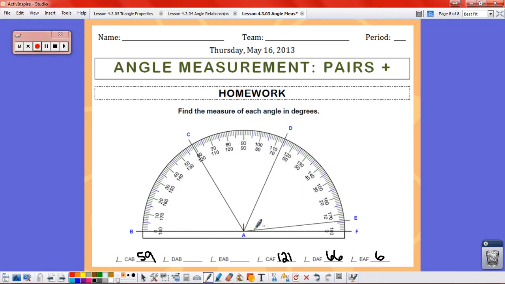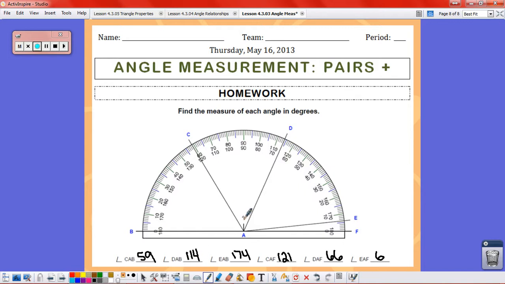EAB is 174. And DAB is 104, because it's obtuse, 114. Obtuse between 110 and 120, 114.